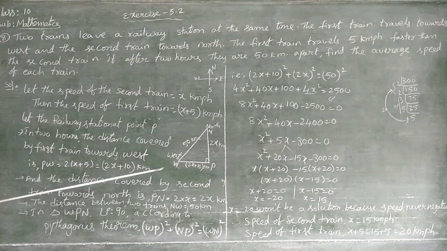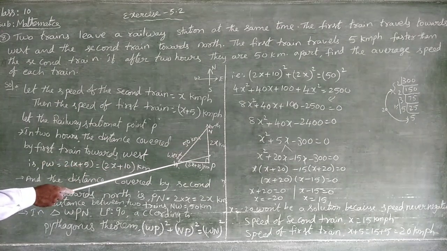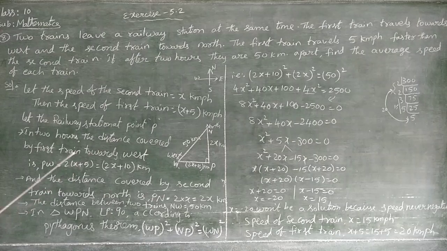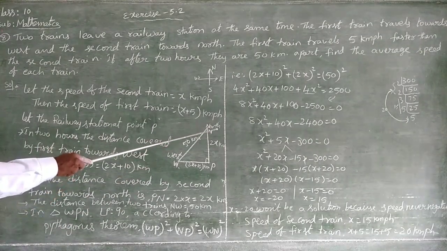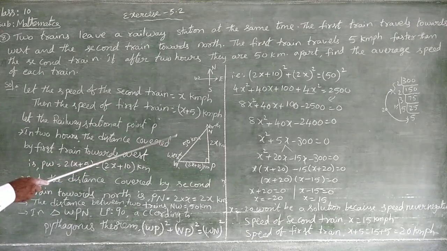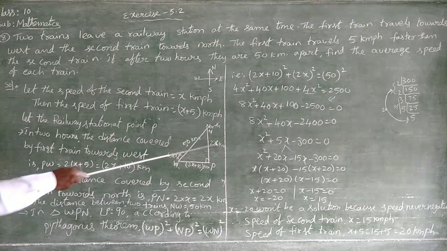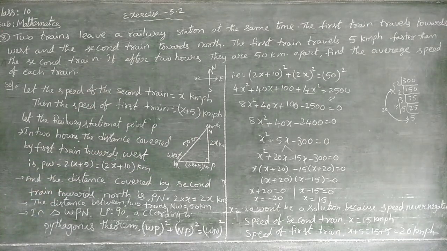So in triangle WPN, angle P equal to 90 degrees, according to the Pythagoras theorem, WP square plus NP square equal to WN square. That is side square plus side square equal to hypotenuse square. That is (2x plus 10) whole square plus (2x) square is equal to 50 square. (A plus B) whole square.